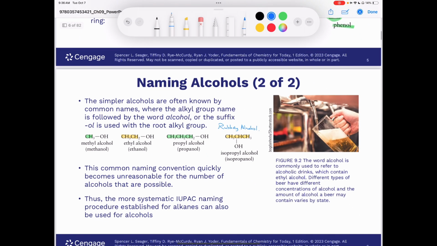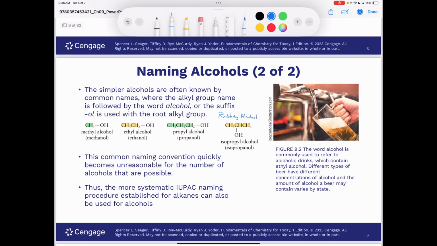All right, rubbing alcohol, which is used to kill bacteria. Anyhow, this common naming convention quickly becomes unreasonable if we have some kind of alkyl group attached to our hydroxy that is not some kind of common name, right? If you have some kind of big group, you're not going to use a common name. So this is why we need a more systematic approach to naming alcohols, which was developed by the IUPAC, the International Union of Pure and Applied Chemistry. And so we're going to go over the rules for naming alcohols.